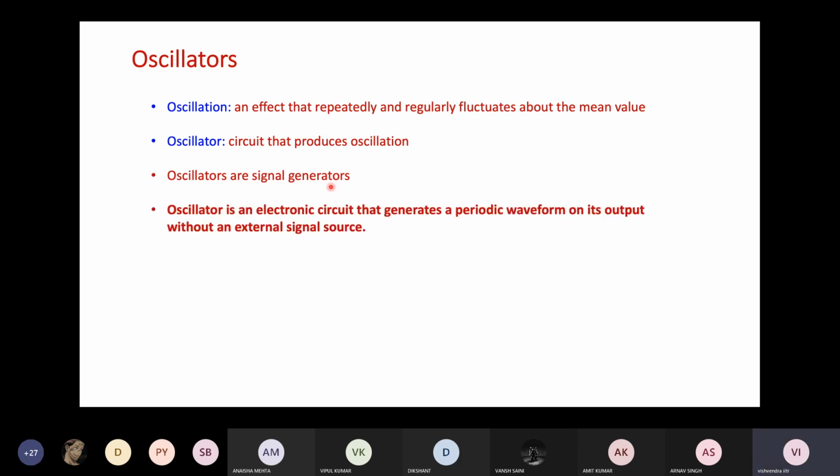And the basic principle of the oscillator is that it generally produces the output signal without any external input signal, except the DC input actually. So there is this DC input, because DC is required to switch on the devices.